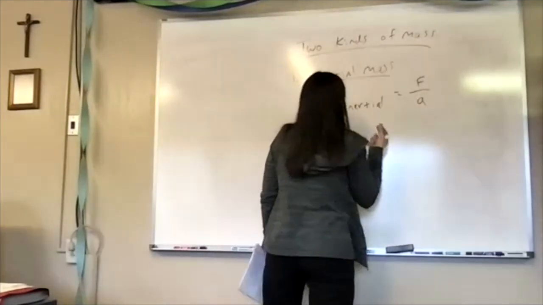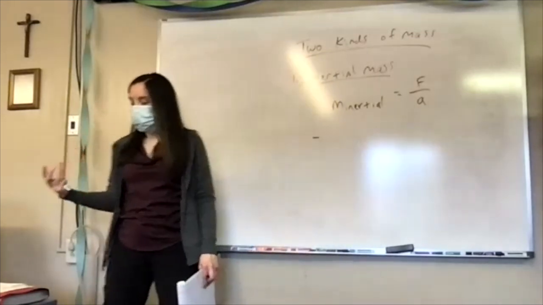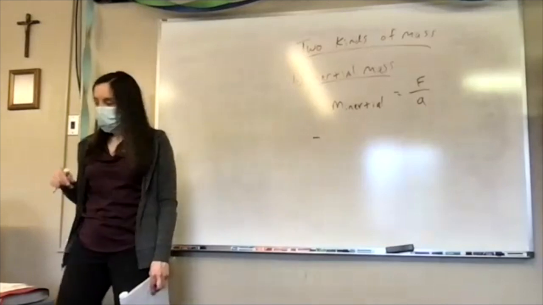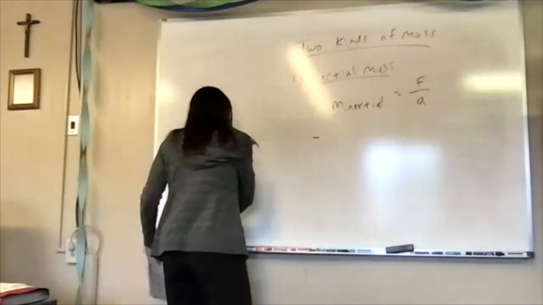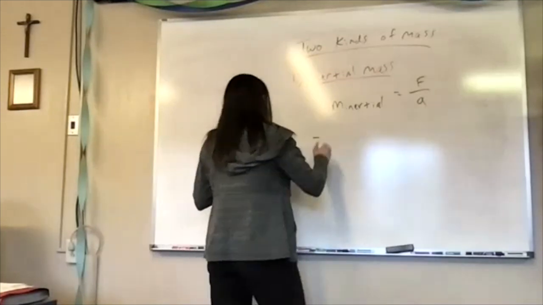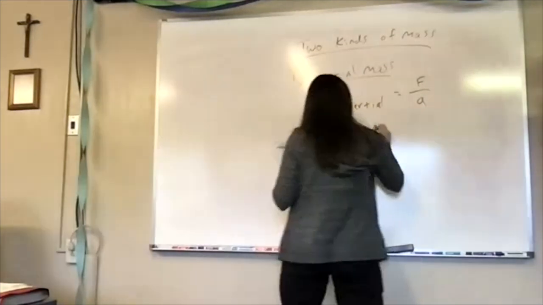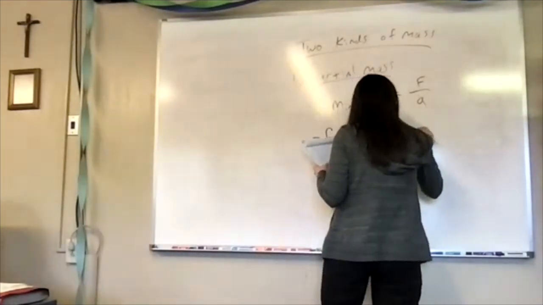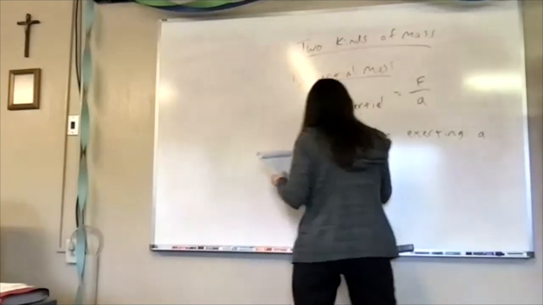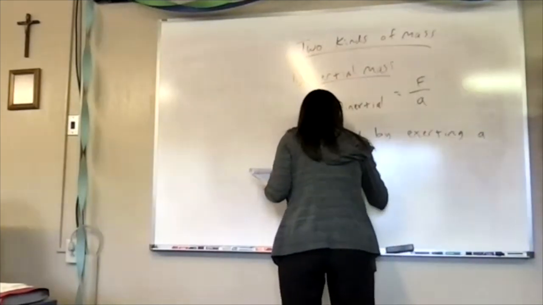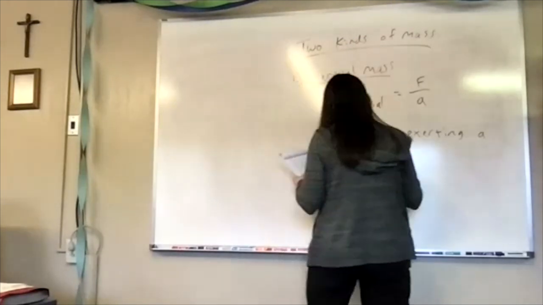What they do is they exert a force on an object. They measure the acceleration of that object, and that gives them the mass of the object based on the acceleration of the object. So inertial mass is found by exerting a force on an object and measuring the acceleration of the object, which would then give them the mass of the object.